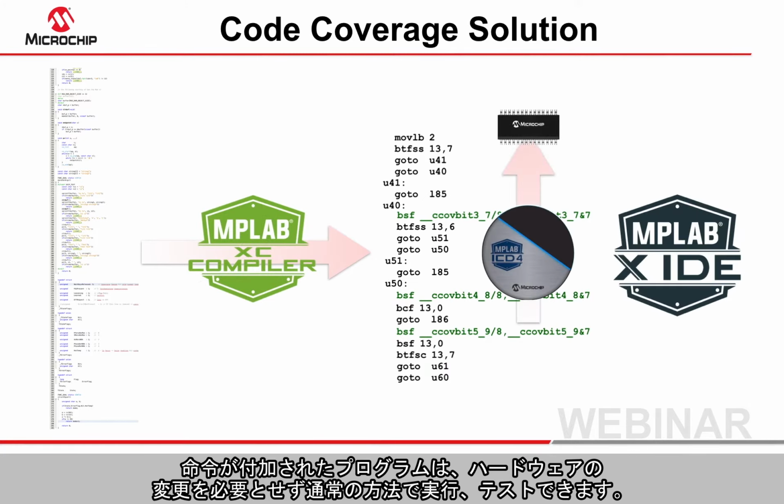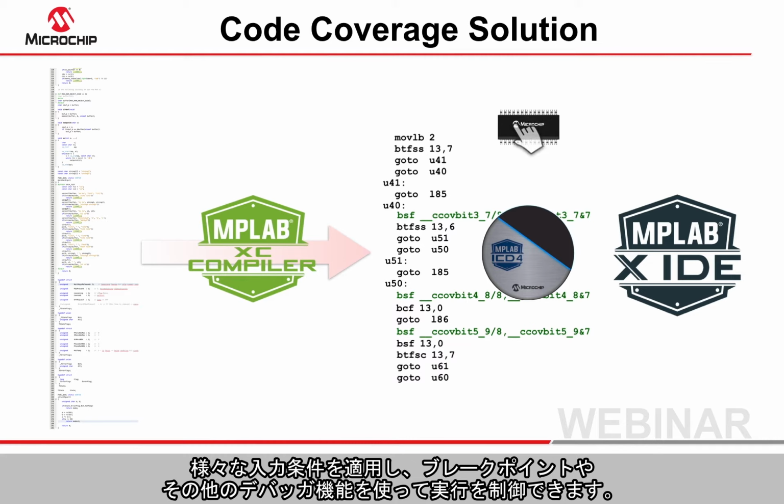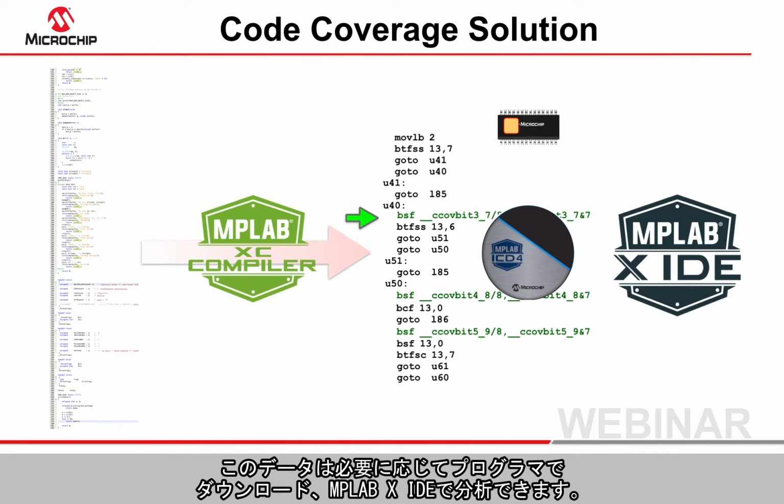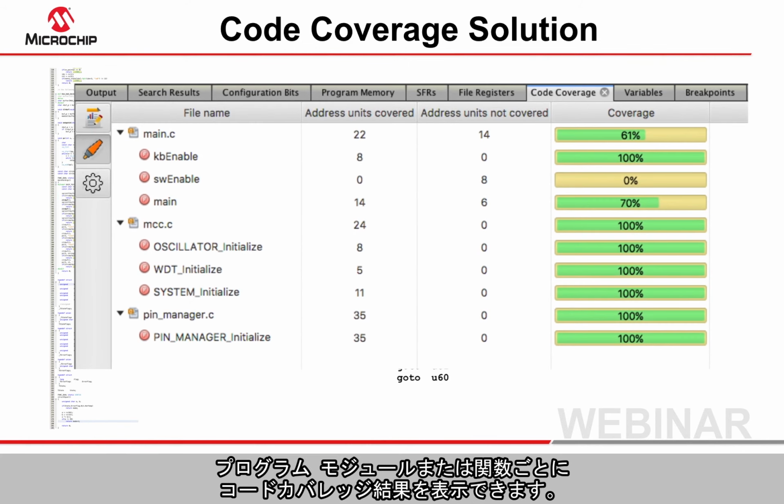You can run and test your instrumented program on unmodified hardware and in the usual way, subjecting it to different input conditions and using breakpoints or other debugger features to control execution. The code coverage information produced while your program executes is stored on your device. When required, this data can be downloaded by a programmer and analysed by the MPLAB IDE, where you can view a summary of code coverage results for each program module or function.